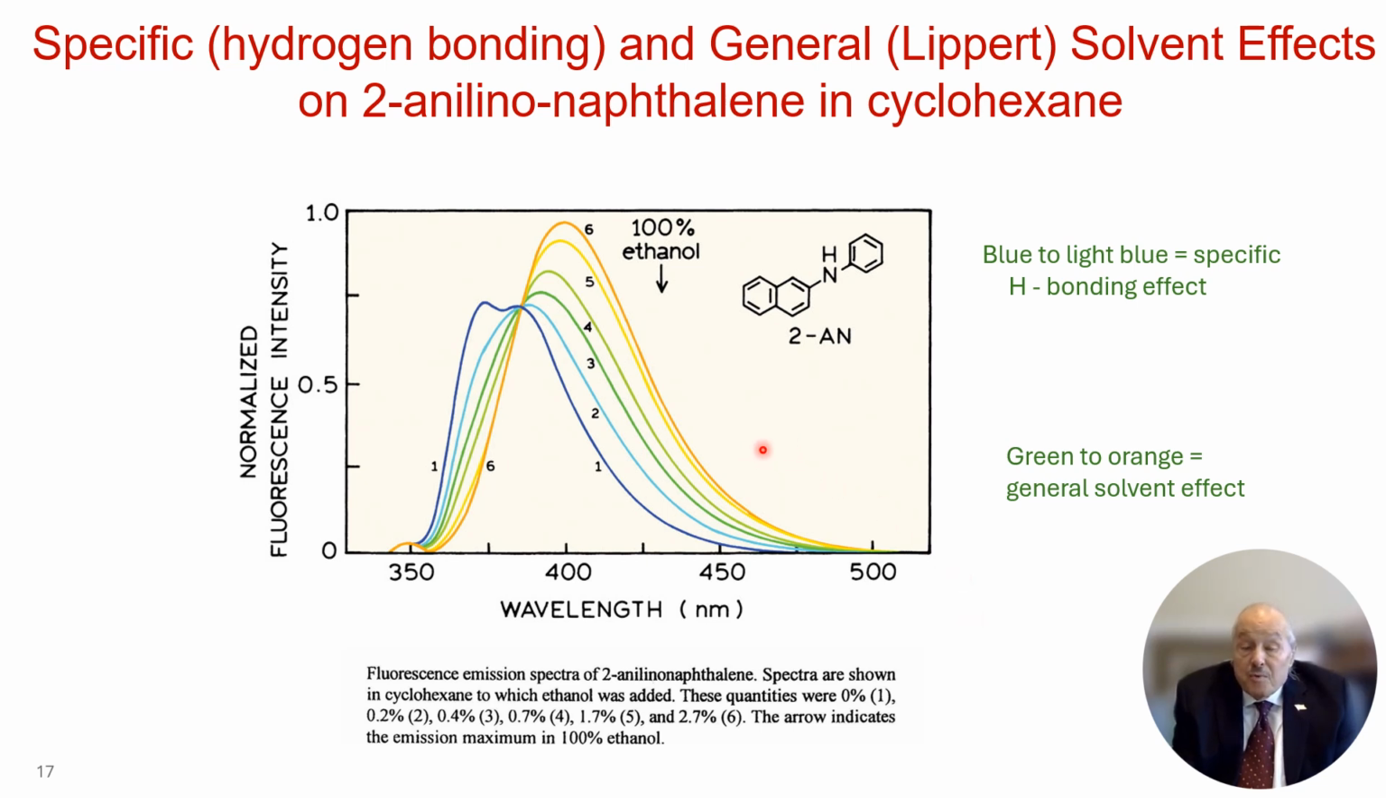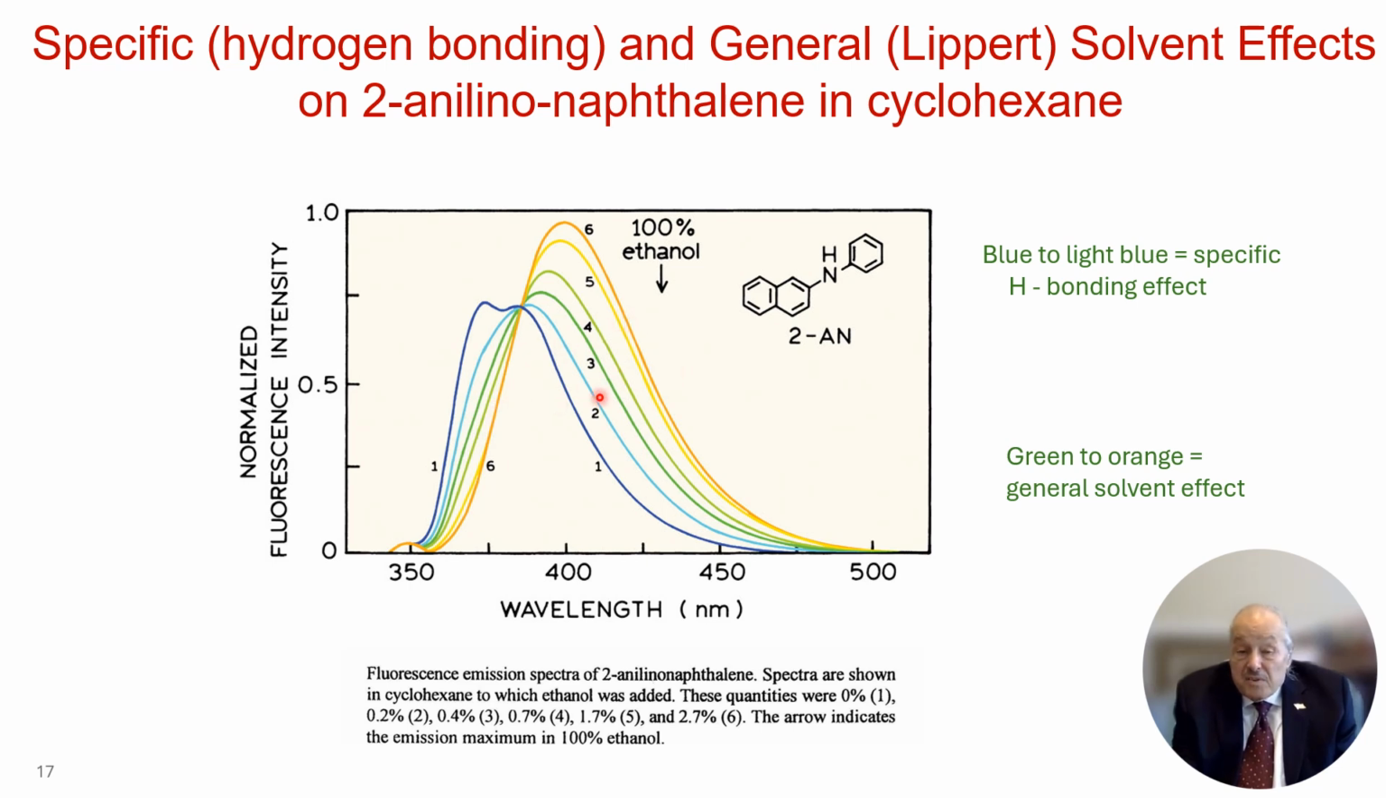But hydrogen bonding can be very important for the spectral shifts of any fluorophore. And I've chosen one here that shows both specific and general solvent effects. I guess this is a cyclohexane solvent. For this 2AN molecule, if you put it in cyclohexane, it has a blue shifted emission. And as you put in very small amounts of ethanol, it goes over to a long wavelength state.